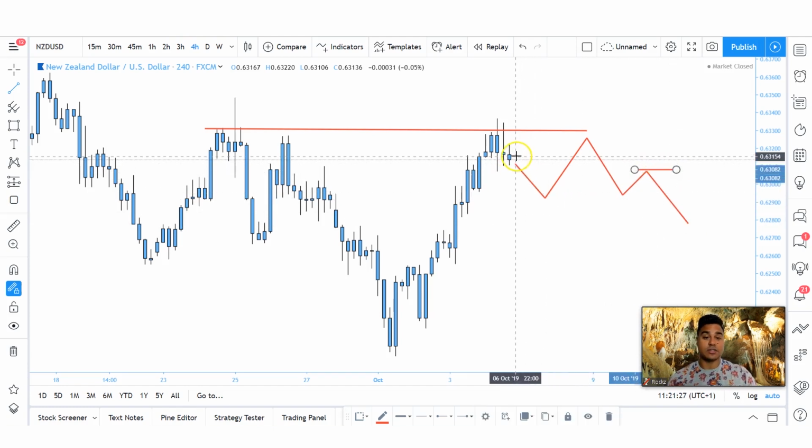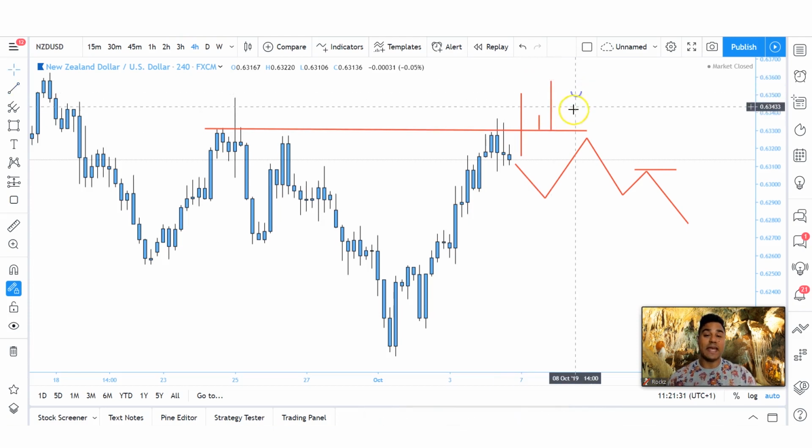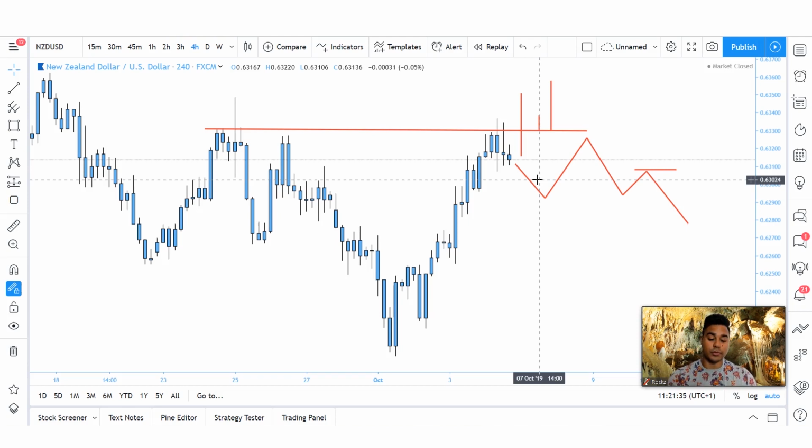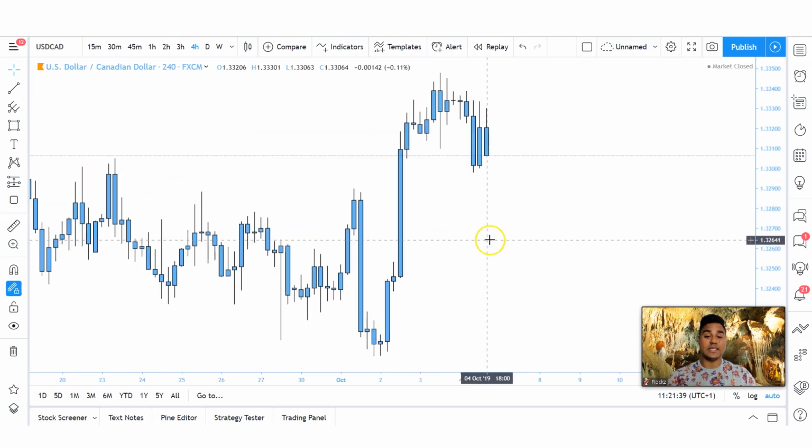For continued buys on this market, I'm looking for price to break the structure, retest the structure, continue up. Again, with the sentiment of the dollar, I'm looking to see this market go up moving forward next week. The next pair we'll take a look at is USD CAD.